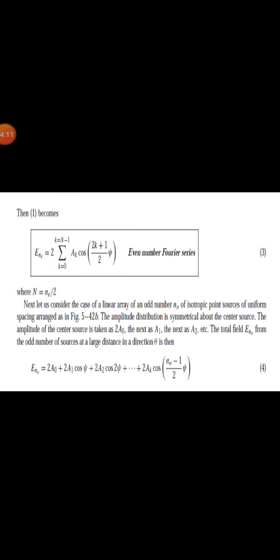Now let 2(k+1) be equal to NE, where k is equal to 0, 1, 2, 3 and so on, so that (NE-1)/2 is equal to (2k+1)/2. When you substitute this in equation 1, it becomes ENE is equal to 2 times the summation from k equal to 0 to n minus 1 of AK cos((2k+1)/2 psi). This is the even number Fourier series, where n is equal to NE by 2.